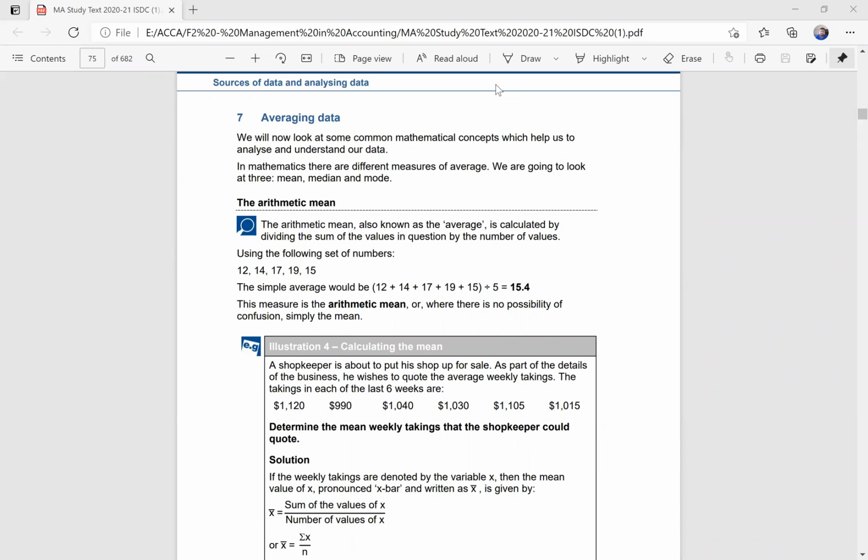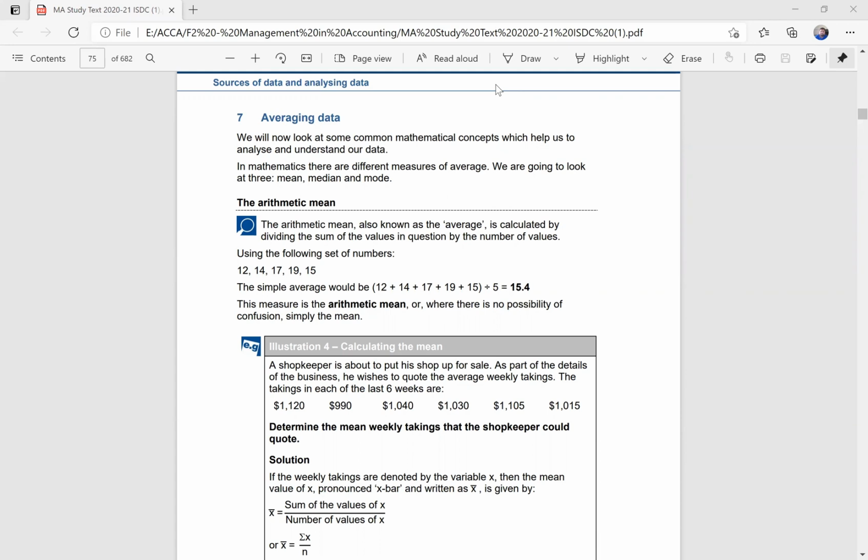Okay. So over here, they have given you an example that 12, 14, 17, 19, and 15 is given. Add the values of them and divide it by the number of values. So there are five numbers given to you. So divide it by that and you get your simple average.